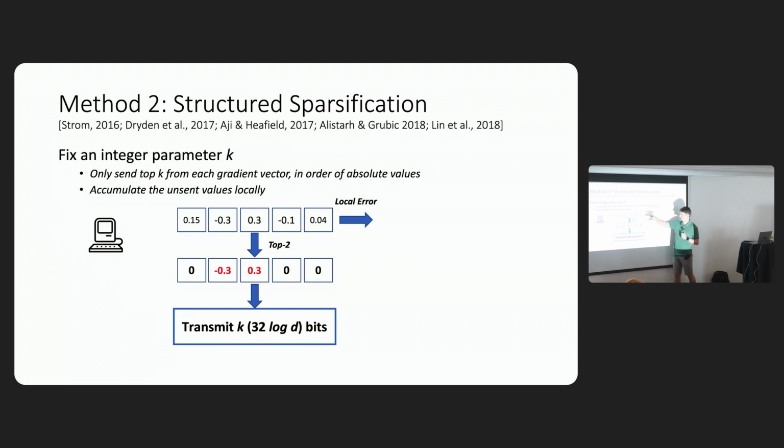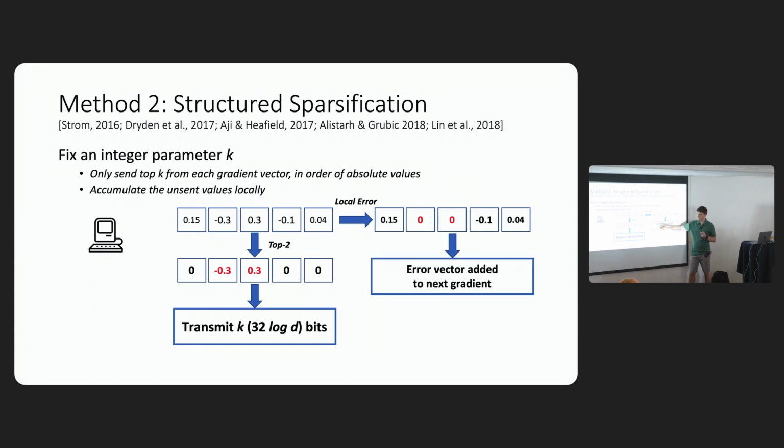However, what I described earlier to Piotr was just this part, and this doesn't work. So what I need to do is save the local error here. This is going to be my error so far, which is all of the components I didn't send. I save this locally in an error vector. In the next iteration, when I have another gradient coming in, I will add the error vector into it. Notice these will be different values. I work with this again: I do top 2 over that, transmit, save again, and do it again and again and again.